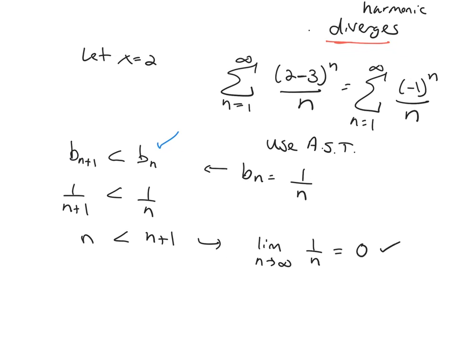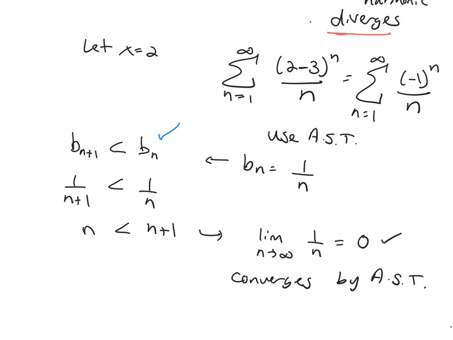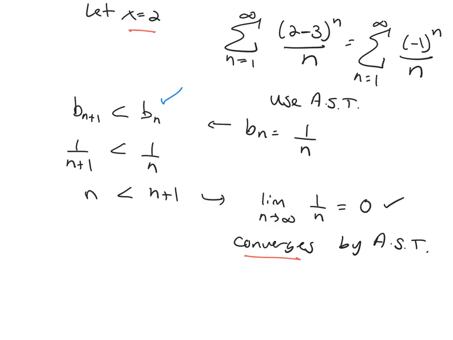So time for our conclusion. Alternating series test tells me this series converges. Alternating series test only tells you something converges. So the answer is converges by AST. So when x was 2, it converged. So I need to include the value 2 in my list of all the values where it converges.